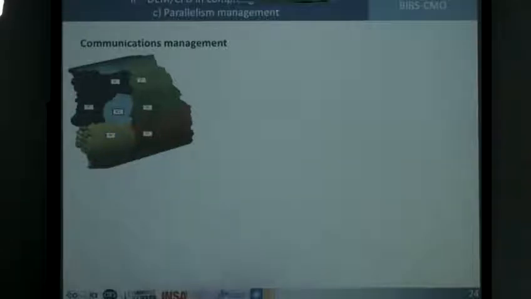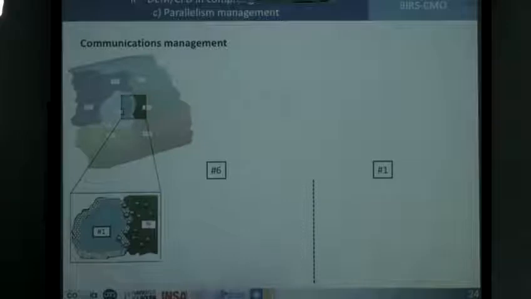Regarding our communications management, once we have defined the cell halo around our processor 1, we can take a closer look at the interface between processor 1 and processor 6. Here you can see some particles on processor 6, and you can notice that some of them are within the cell halo we just defined.